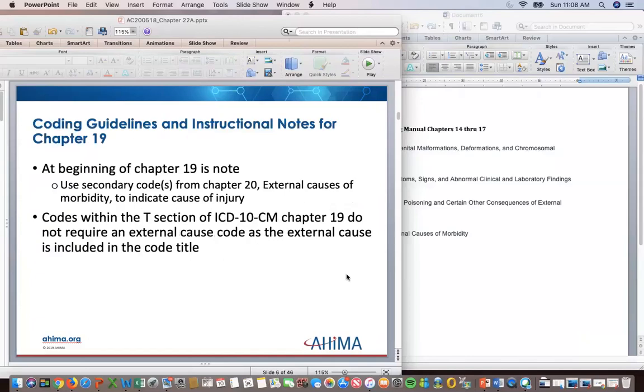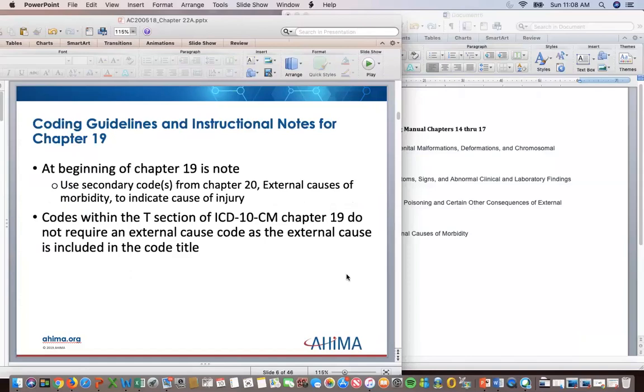And again, at the beginning of chapter 19, there's a note to use secondary codes from chapter 20, which are external causes of morbidity, and that's our last chapter that I'll hit a little bit on too. So codes from the T section, as I talked about in chapter 19, do not require an external cause code, as the external cause is included in that code title.